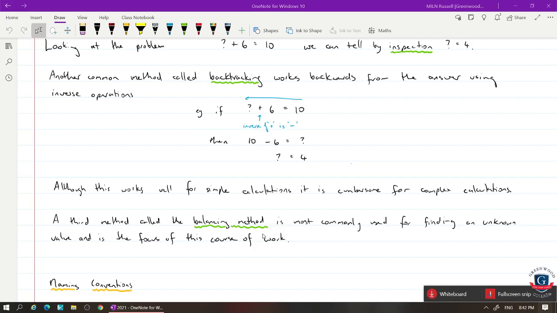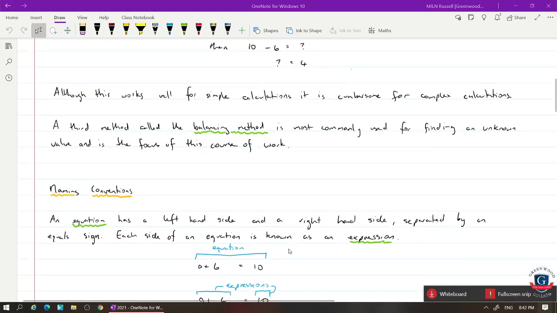But there is another method. The third method is called the balancing method, and that's the method we typically take into year 11 and 12. So we're going to start with that today, and that's pretty much the focus of this series of work. Before we can go to the balancing method though, we have to look at some naming conventions so that you can understand what it is that I'm describing.